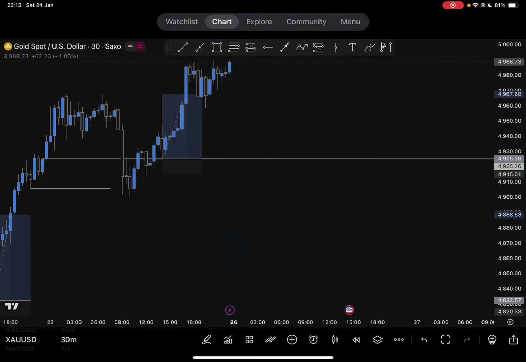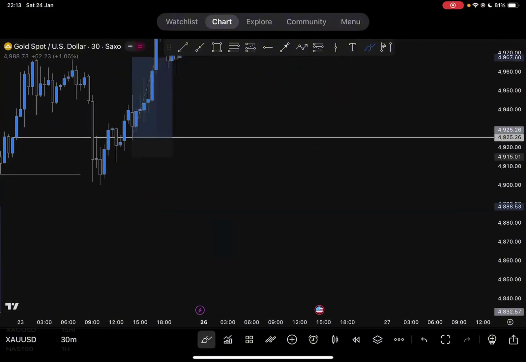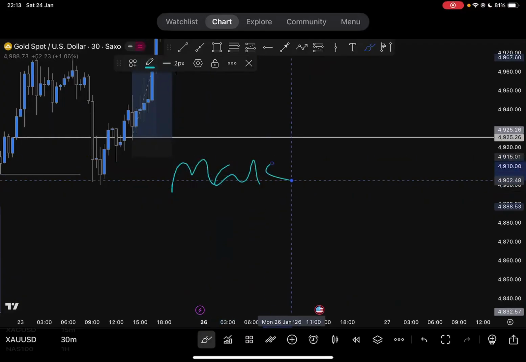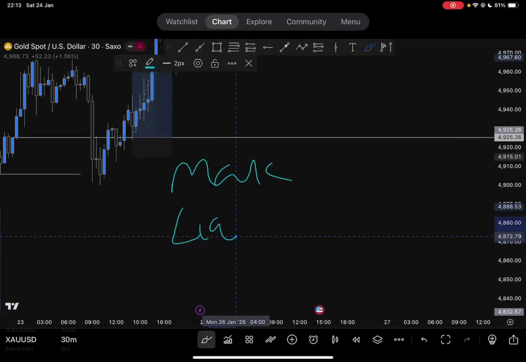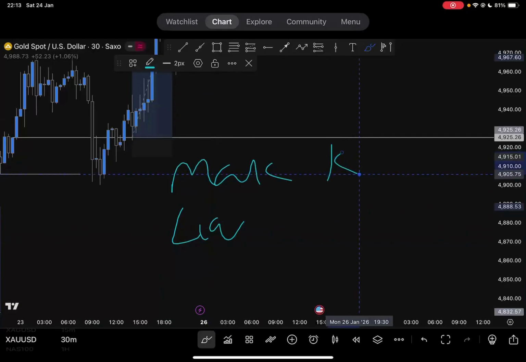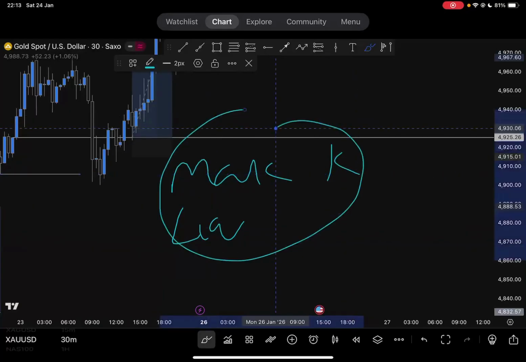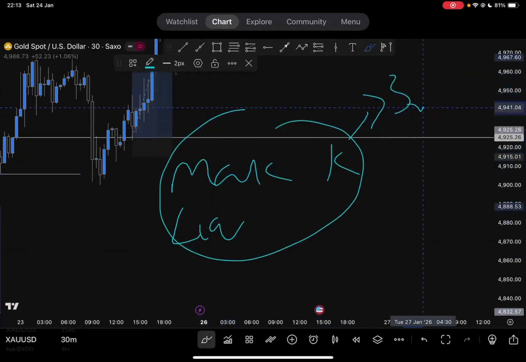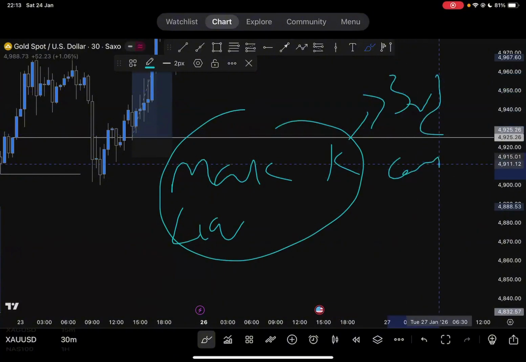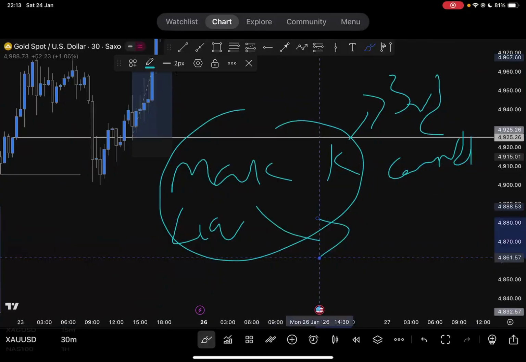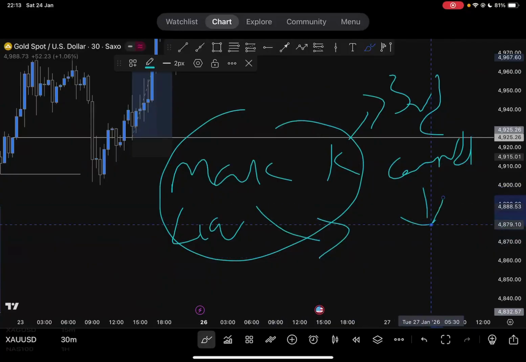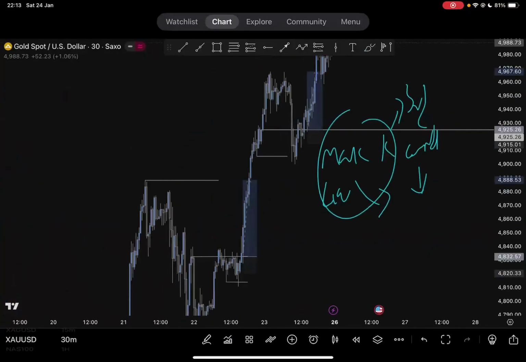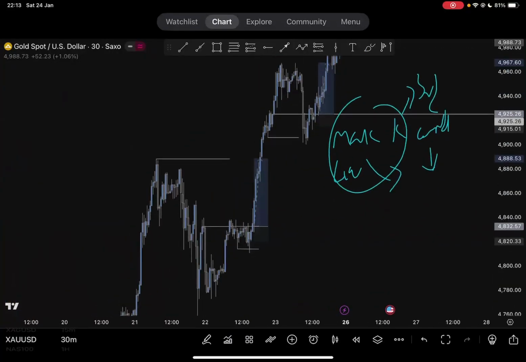Basically, I trade the concepts of market structure, liquidity, and key levels, then add all of that together using a model called the third candle model. So I implement all of this into one. I'm going to explain how I really caught the setup this week on gold.